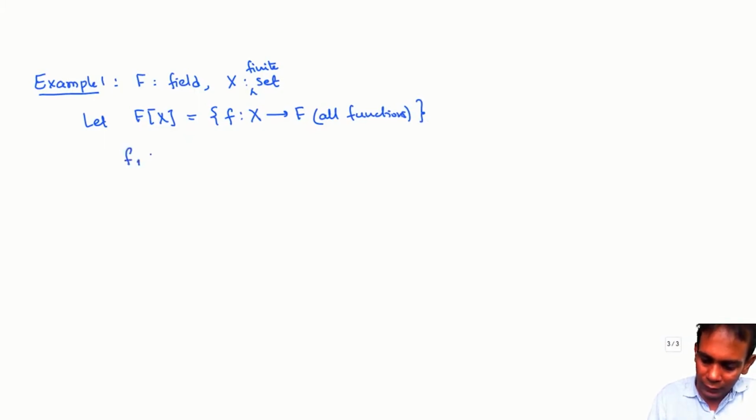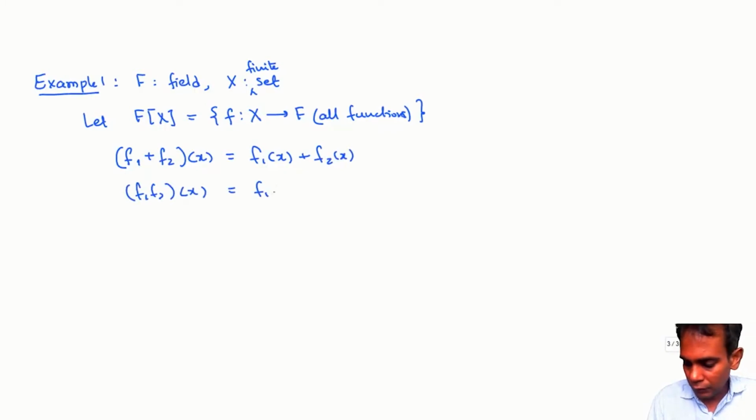So if you have f1 and f2 in F^X, then you define (f1 plus f2)(x) to be f1(x) plus f2(x), and you define (f1 f2)(x) to be f1(x) times f2(x). And under these operations of addition and multiplication, F^X becomes a ring. Now let me give you some examples of ideals in this ring.